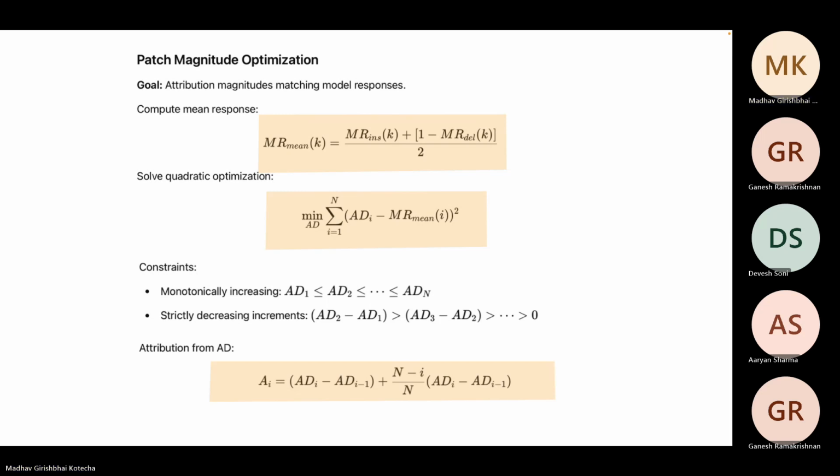First, when we initially add patches, the response changes should be larger, and as we go on adding patches, the delta response decreases. So that is a strictly decreasing increment, and this is the attribution we get. To make it strictly decreasing, we just add a term here, kind of an extra added error.